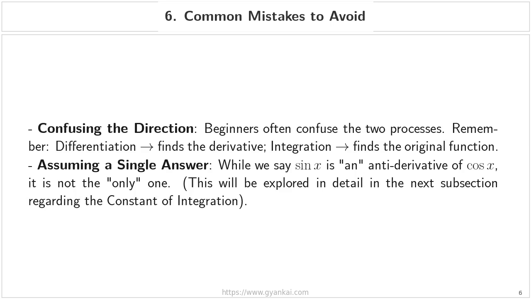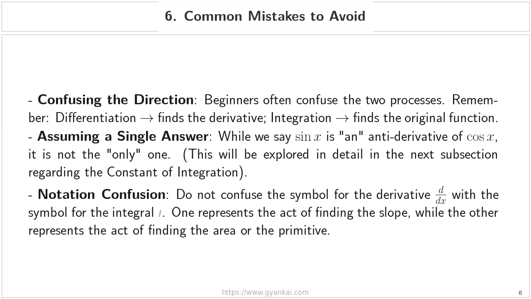Next, let's talk about assuming a single answer. We saw in the example with cosine x that sine x is an antiderivative, but it's not the only one. This might seem strange at first, but remember that the derivative of a constant is always 0. This means we can add any constant to our antiderivative and it will still be correct. We'll delve much deeper into this idea of the constant of integration in the next section, so don't worry too much about the why right now. Just remember that there's usually not just one correct answer.